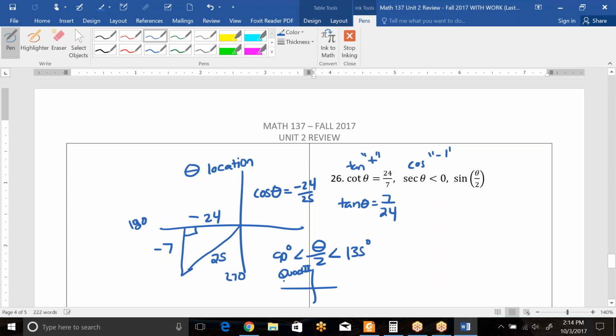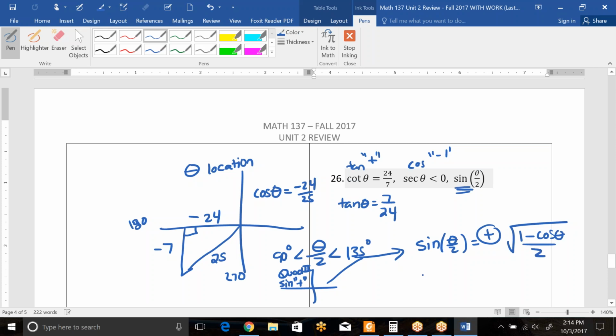And in quad 2, sine is positive. So that's why we're going to go with the positive on our formula, because sine is what we're doing the half angle formula for. So sine of theta divided by 2 is going to be positive because of my choice right here. That's why I'm choosing that plus or minus. And then square root of 1 minus cosine theta over 2. So this is the positive square root of 1 minus negative 24 over 25 all over 2.